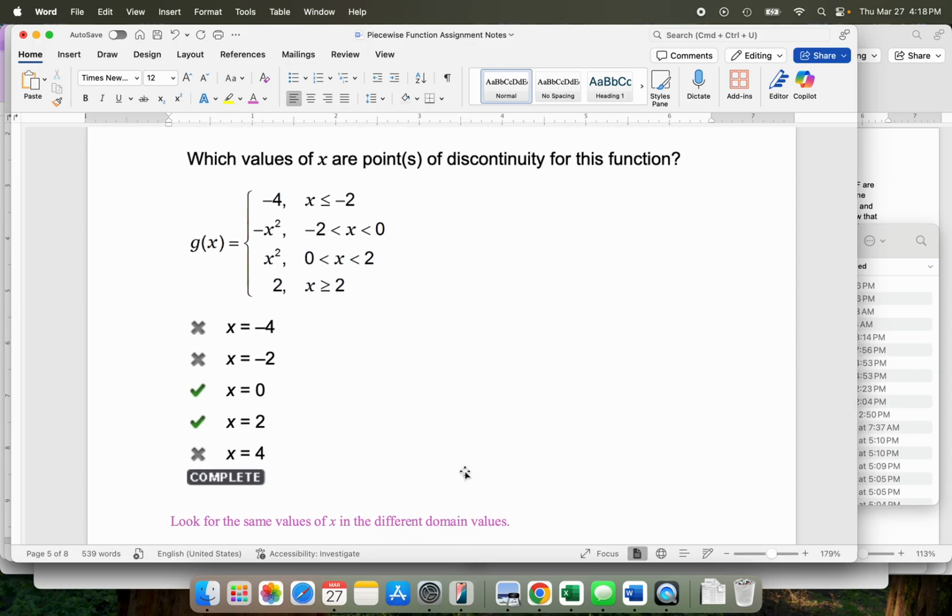Okay, so which values of x are points of discontinuity for this function? We're going to look for the same values of x in the different domain values. And so we're looking for that, and we find that 0 and 2 both fit that.